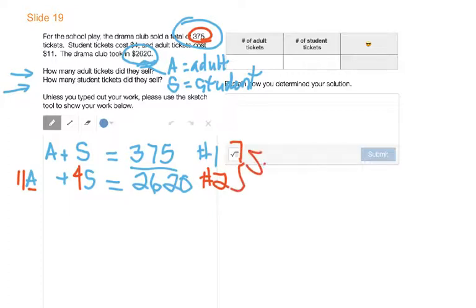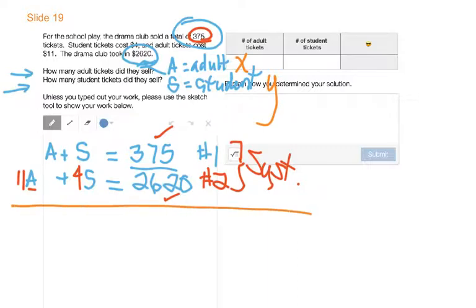This is my system. I know it's my system because we're talking about the school play, we're talking about the drama club. How is it different? One's talking about how many we sold. The other equation is talking about how much money we made. All right, so I can open up Desmos, and if I decided to use X and Y, I could have made adult X and student Y, or vice versa. It doesn't matter. And I could easily pull up Desmos and graph it. But because I didn't, I'm not going to.